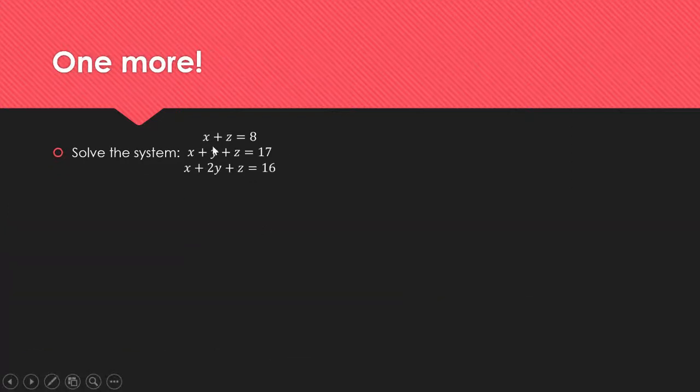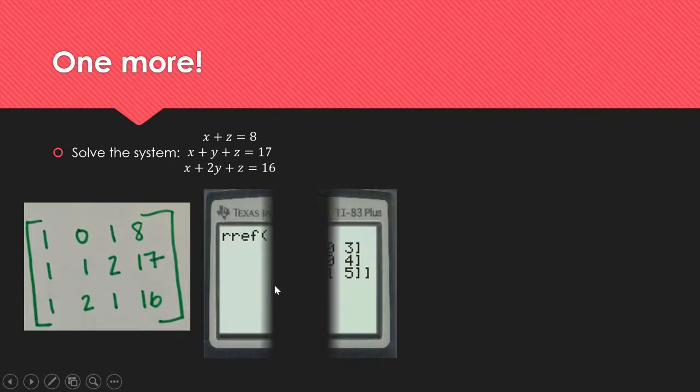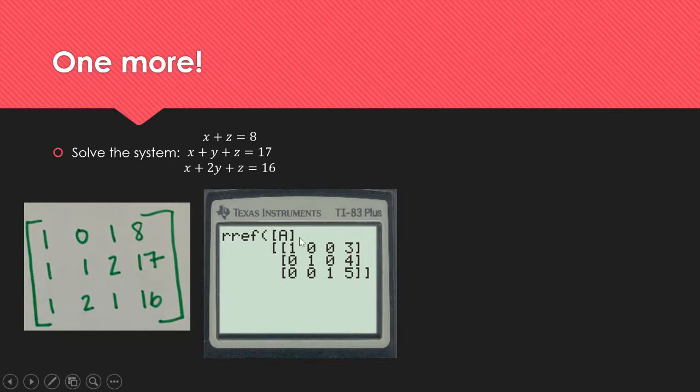So one last problem. You'll see this top one just is x plus z. So make sure you put in a 0 for your y there. 1, 0, 1, 8, 1, 1, 2, 17, 1, 2, 1, 16. I already did this one. I ended up with 1, 0, 0, 3, 0, 1, 0, 4, 0, 0, 1, 5. So that means x equals 3, 0x, 1y, 0z equals 4, so y equals 4, z equals 5, so my answer is 3, 4, 5.